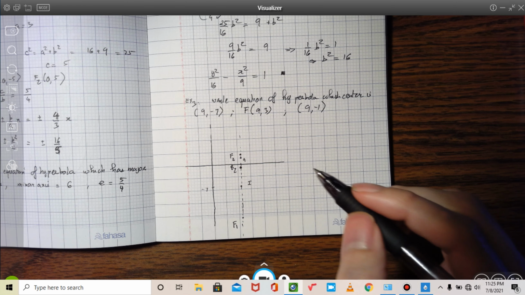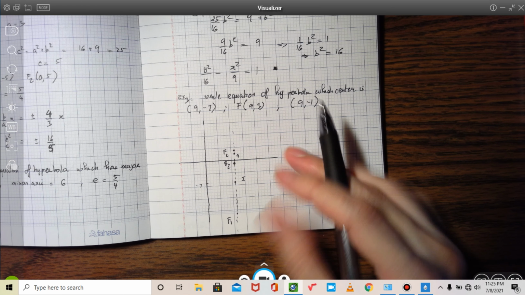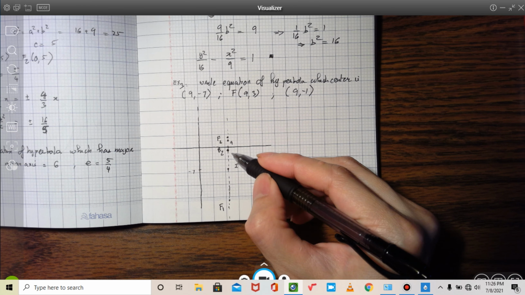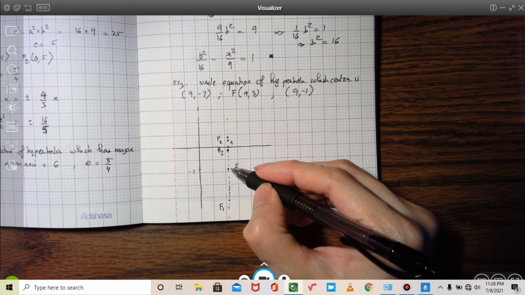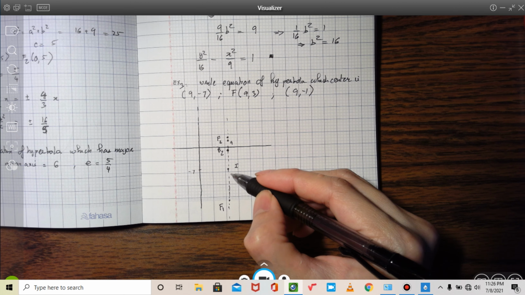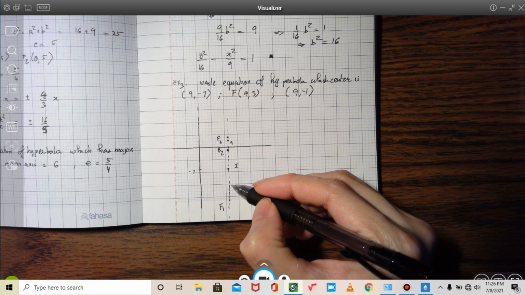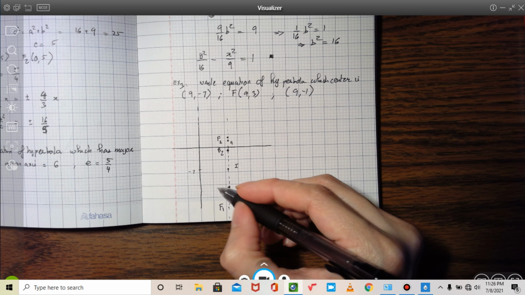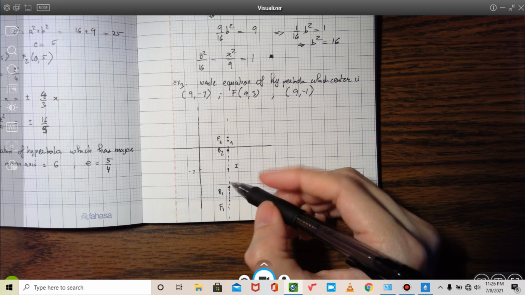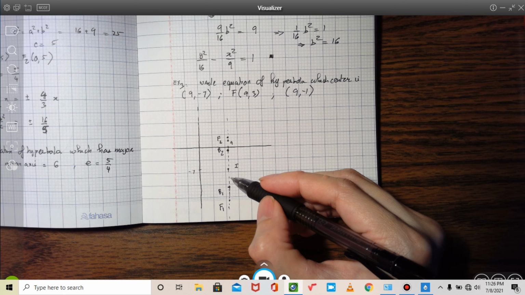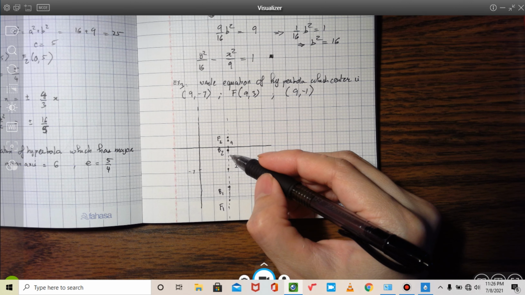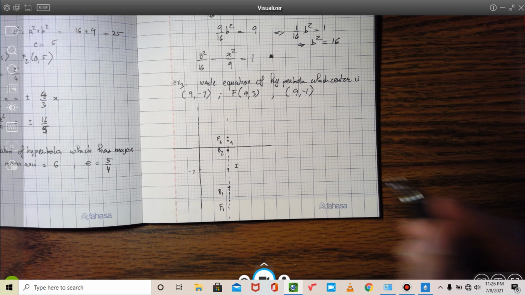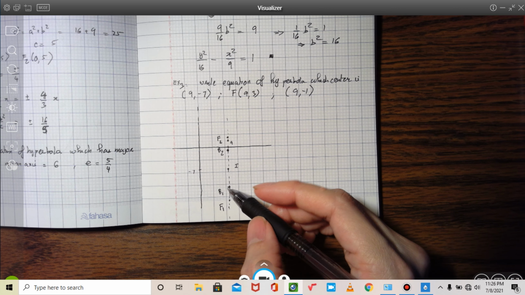Okay, so you count how many values from the center. So you have 1, 2, 3, 4, 5, 6. All right, so 1, 2, 3, 4, 5, 6. So right over here, B1 right here. Okay, right. 1, 2, 3, 4, 5, 6. Yep, so that's B1 right here.